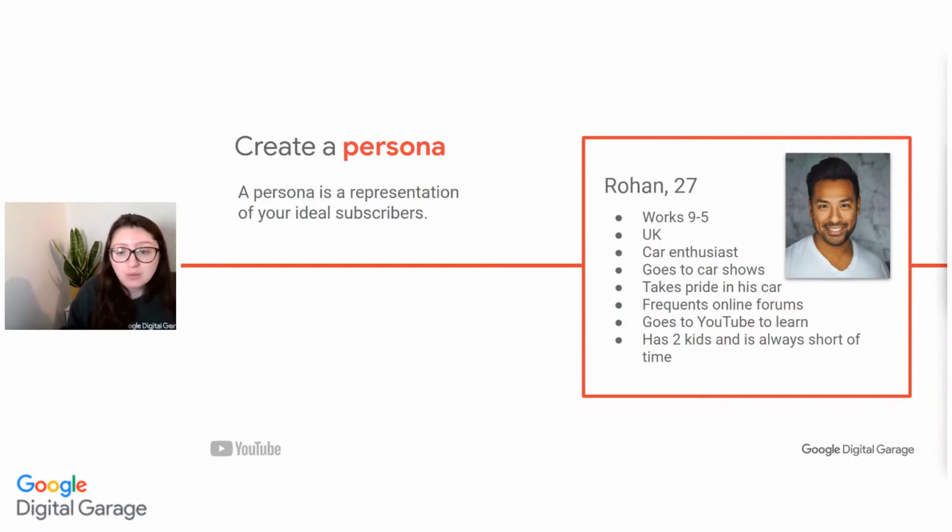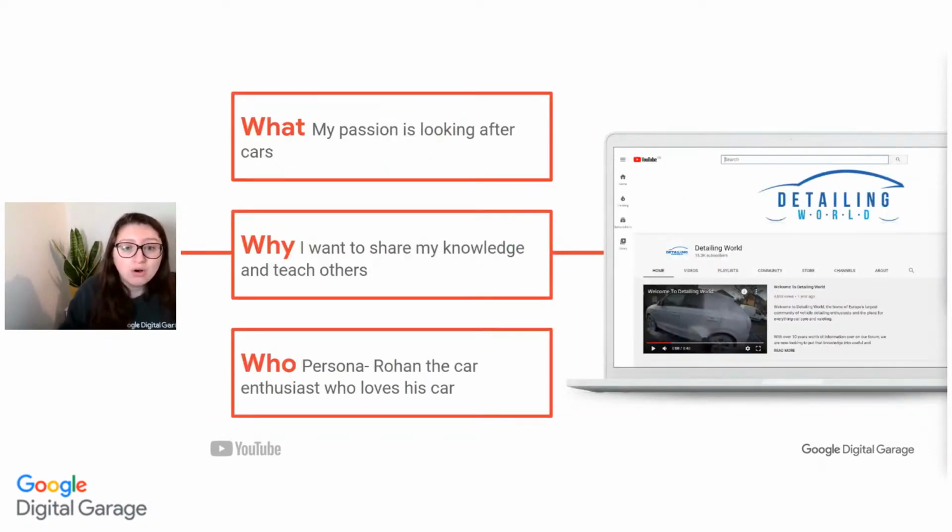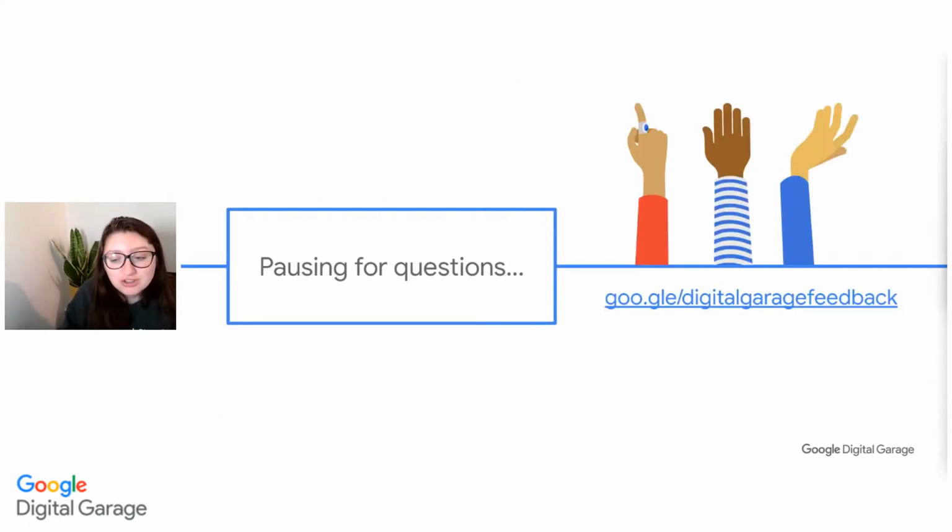So now we have that what, why, and who. The what, my passion is looking after cars, if you remember our example of Detailing World. The why, I want to share my knowledge and teach others. And who, we've created a persona, our Rowan on the previous page, who is a car enthusiast who loves cars. So now we can start to generate some of those video ideas by maybe showcasing tips on how to look after your car. Having these 3 clear areas can start to help you identify your niche.